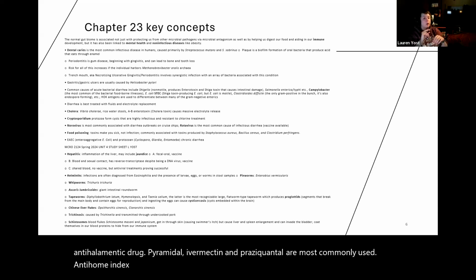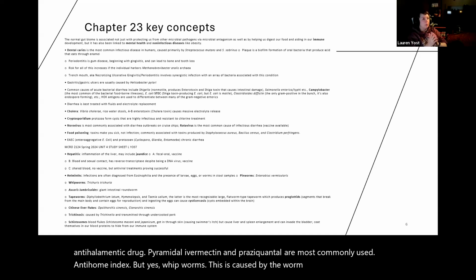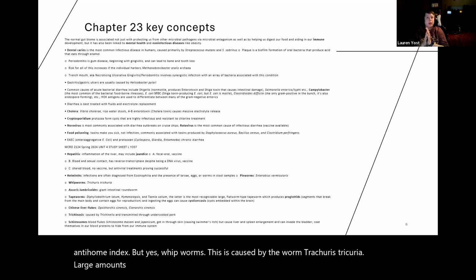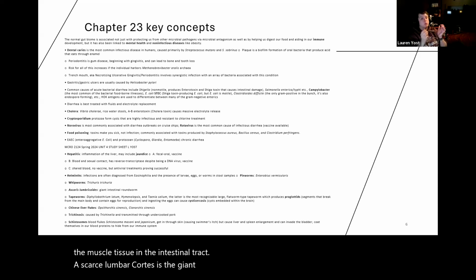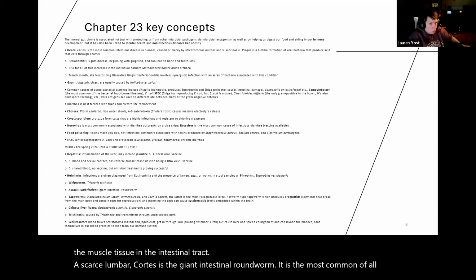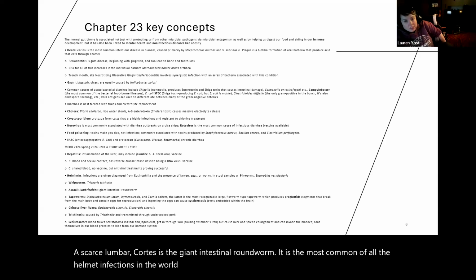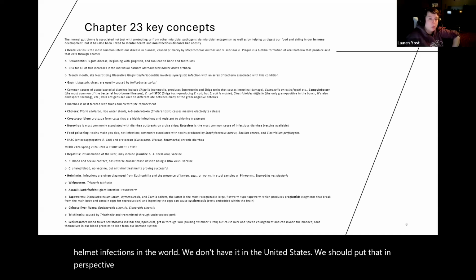But yes, whipworms, this is caused by the worm Trichuris trichiura. Large amounts of eggs and larvae are produced from this, and this can lead to loss of tone of the muscle tissue in the intestinal tract. Ascaris lumbricoides is the giant intestinal roundworm. It is the most common of all the helminth infections in the world. We don't have it in the United States, which should put that in perspective, considering we talk about pinworms not being uncommon here.